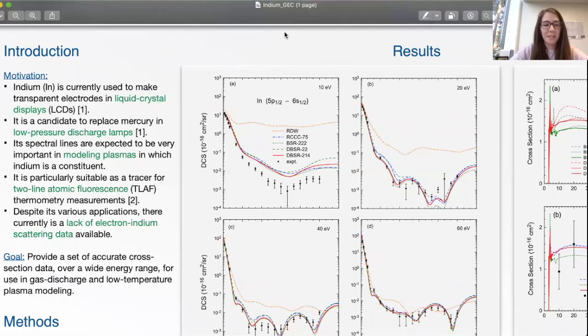Despite all these applications, there currently is a lack of electron-indium scattering data, both theoretical and experimental, available in the literature. The overarching goal of this project, therefore, is to provide a set of accurate cross-section data over a wide energy range, which can be used in gas discharge and low-temperature plasma modelling. And for this work today, we are going to focus on the electron impact excitation of the 5s² 5p to the 5s² 6s transition in indium.